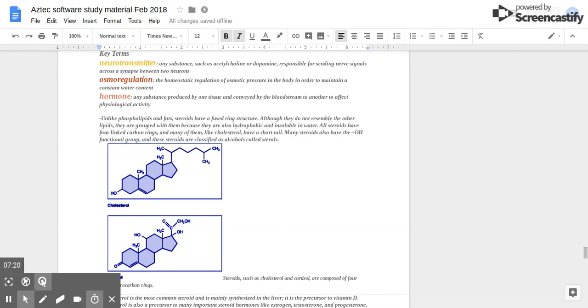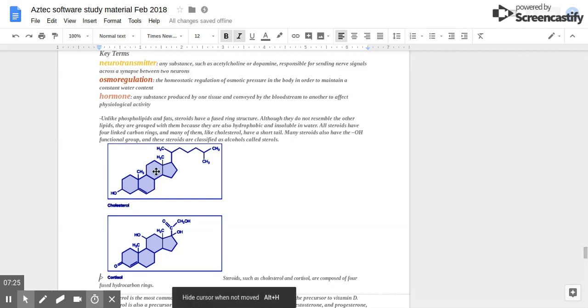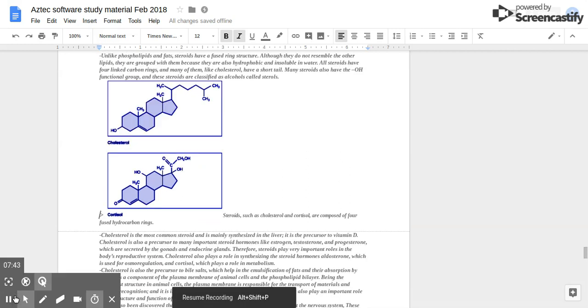Many of them, like cholesterol, have a short tail, like shown here. So three six-carbon rings, one five-carbon ring. Many steroids also have the OH hydroxyl functional group on the end of the four rings. These steroids are classified as alcohols called sterols. So cholesterol and cortisol are shown here. They both have four fused rings as shown in the diagrams.